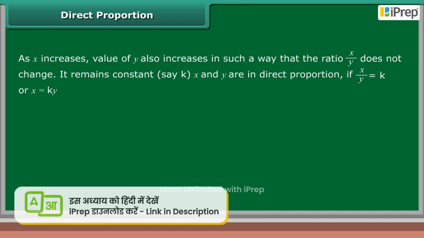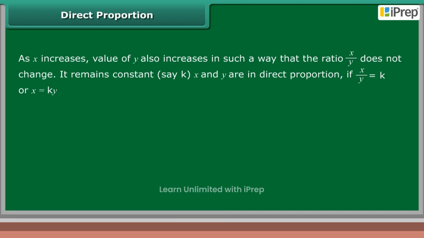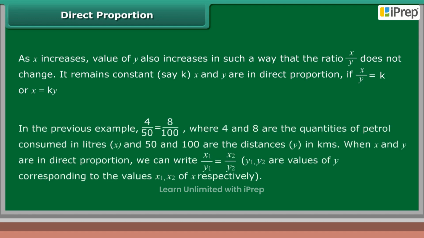Say K. X and Y are in direct proportion if X upon Y is equal to K, or X is equal to KY. In the previous example, 4 upon 50 is equal to 8 upon 100, where 4 and 8 are the quantities of petrol consumed in liters, X, and 50 and 100 are the distances Y in kilometers. When X and Y are in direct proportion, we can write X1 upon Y1 is equal to X2 upon Y2, where Y1, Y2 are values of Y corresponding to the values X1, X2 of X respectively.